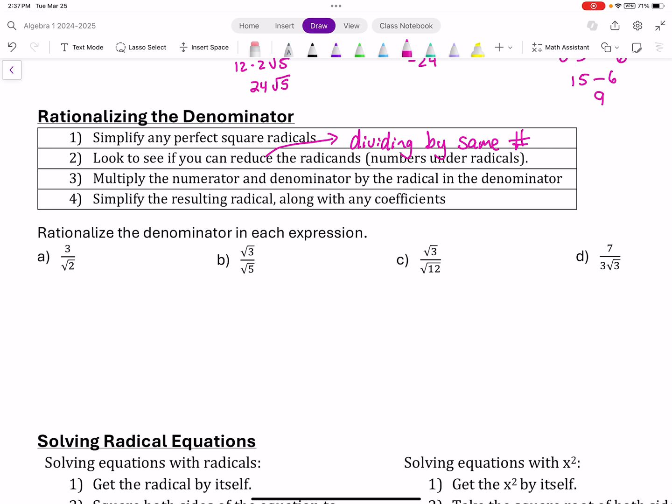So in this section, I should have put this up here. Our goal is to not have a radical in the denominator. Okay, we don't care about the radical in the numerator. We just don't want the radical in the denominator. Okay, so the steps to get rid of that, the first one could be looking at perfect squares. The second one could be reducing by dividing by the same number. The third one is then multiplying by the radical in the bottom. And then after you've done that, you're going to simplify.